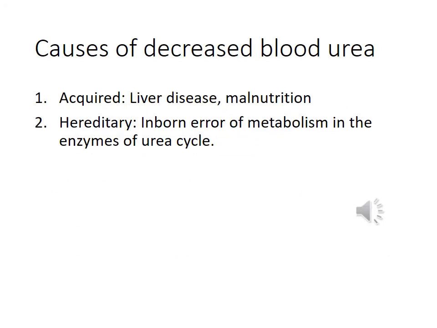Now let's discuss causes of decreased blood urea. In causes we have acquired and hereditary. In acquired we have liver disease. Why is it so? Because the liver is responsible for the urea cycle. If the liver has a disease, it will not be able to do the function of the urea cycle, so urea will decrease in blood. What else? Another cause, malnutrition. Malnutrition means the person's diet is deficient. So if a person is not eating proteins at all, he will not have any catabolism of amino acids and no urea production. Other cause is hereditary.